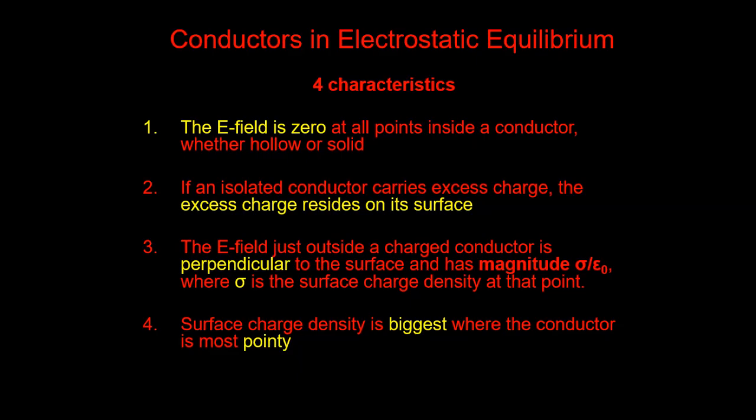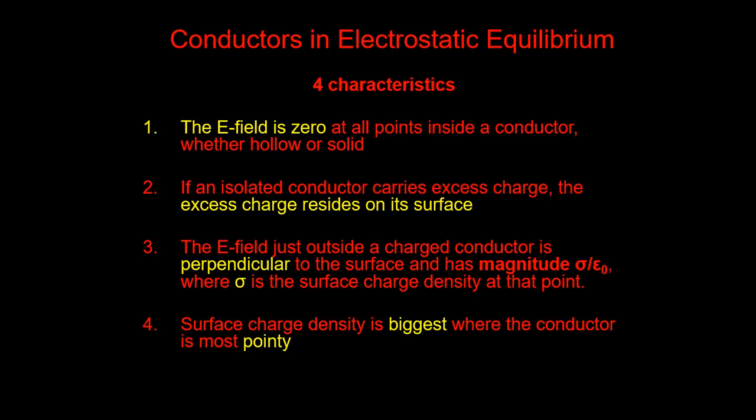Sigma over epsilon zero. Now sigma is a charge per unit area. So sigma is a surface charge density. This is the amount of charge Q per square meter, so coulombs per square meter. That's sigma.